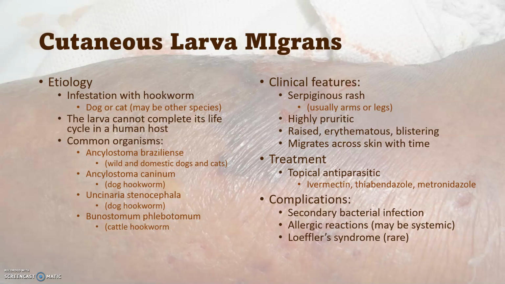The treatment is to use topical antiparasitics such as ivermectin, thiabendazole, or metronidazole. These things can get secondarily infected. Because it's such an allergen, patients can actually develop more systemic allergic reactions to it, and very rarely the larva migrates into the lung, not through the blood, but actually crawls down your throat into the lung and can cause something like Loeffler's syndrome.